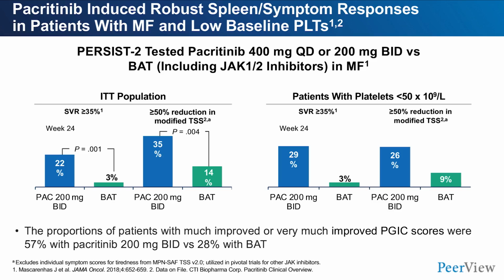Here is spleen volume response 35%, so superiority compared to best available therapy, which did include some low-dose ruxolitinib in this study, and also superiority for symptom responses. And then if you look particularly at those patients with a platelet count of less than 50,000 at baseline, you can see, again, superiority for pacritinib, and also assessing quality of life using patient global impression of change. Many patients had either much or very much improved scores.